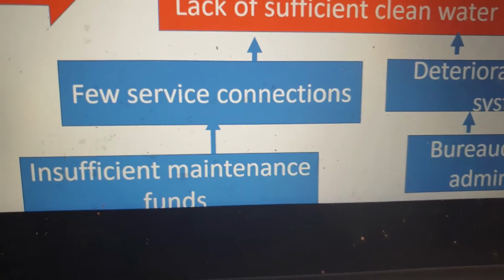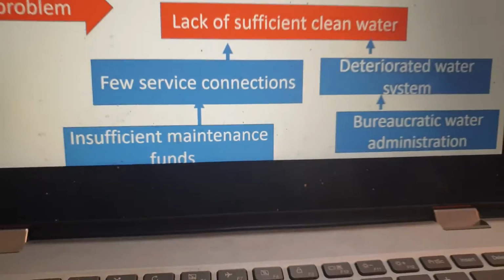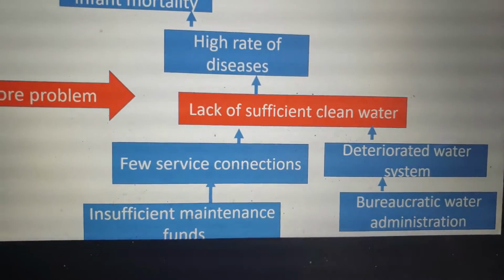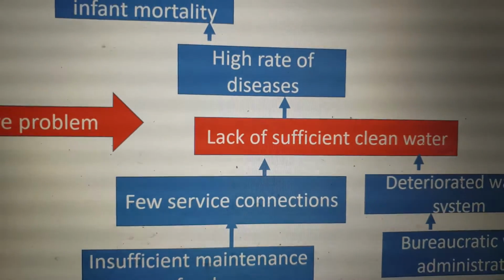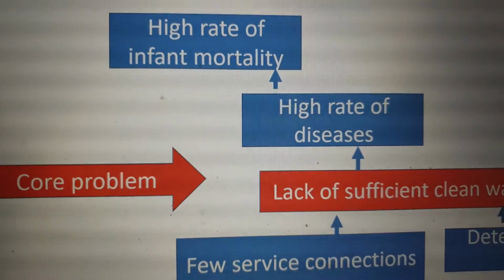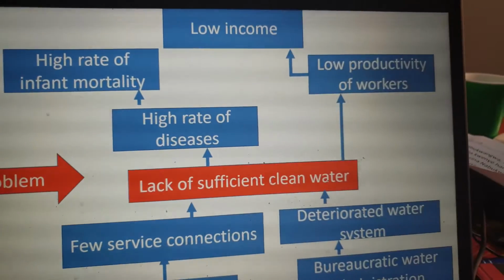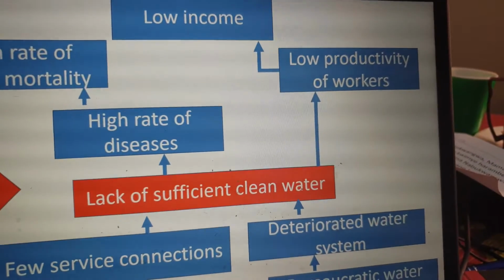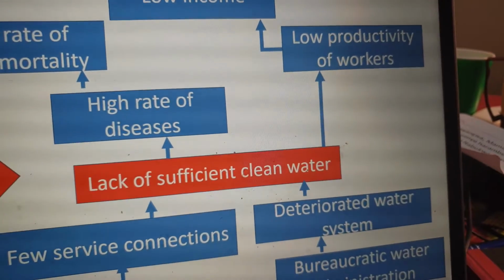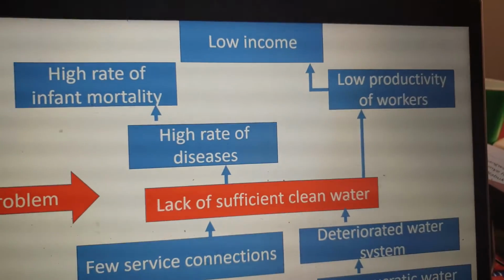So, the primary causes may be caused by secondary causes, and we go down and down and then discover more. And now, if this problem persists, then we might have high rate of diseases. And high rate of diseases might lead to high rate of infant mortality. You can go on. What will be the effect of infant mortality? You can go on and on. Alternatively, because of lack of sufficient clean water, you can have low productivity of workers. A thirsty worker will have low productivity and then low income.